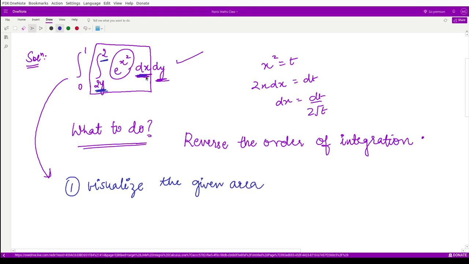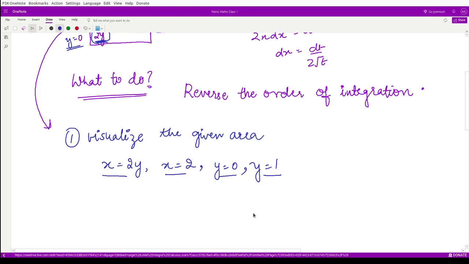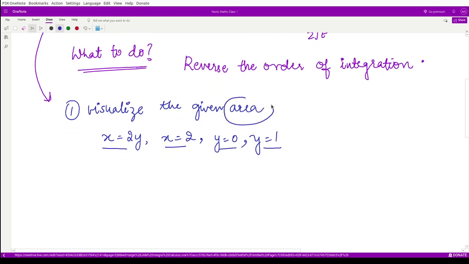These limits are for x, right? So I am writing x is equal to 2y, which is the lower limit of x. The upper limit of x is equal to 2. And the lower limit for y is equal to 0, and the upper limit is equal to 1. So we have 4 straight lines that bound the given area A.